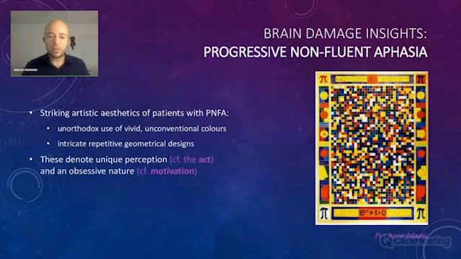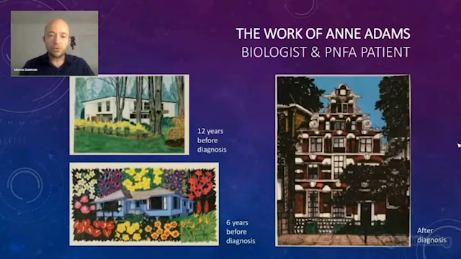So we're going to talk later in creativity theory about the act of the creation. And they also have an obsessive nature, which is to do with motivation, a bit like the semantic dementia patients who are very motivated to finish the jigsaw puzzle. It's a very strong motivation to complete something. And the painting that I'm showing you here is called Pi by Anne Adams, and we're now going to look at a few more of her artworks as it progressed over time.